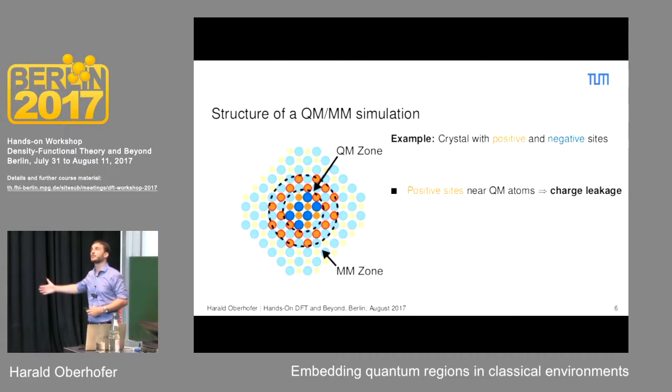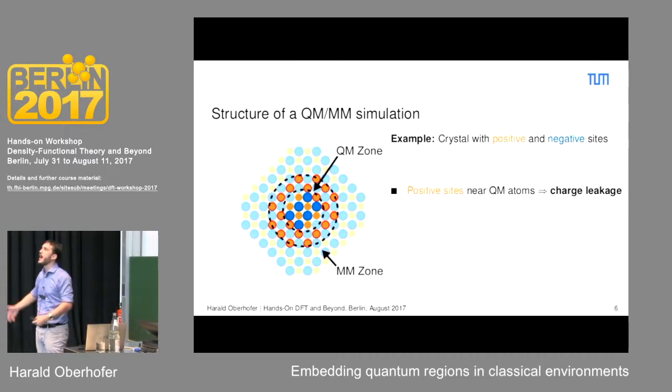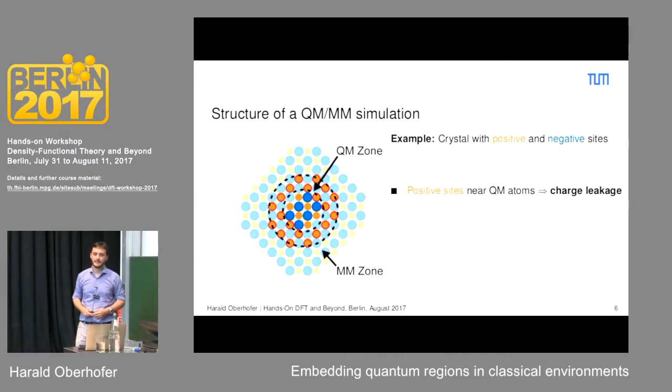It should not go there because the charges of the MM region are already fitted such as to represent the fully charged, so the overall neutral system, right? So adding extra charge to that would not be a good idea. So what can you do?